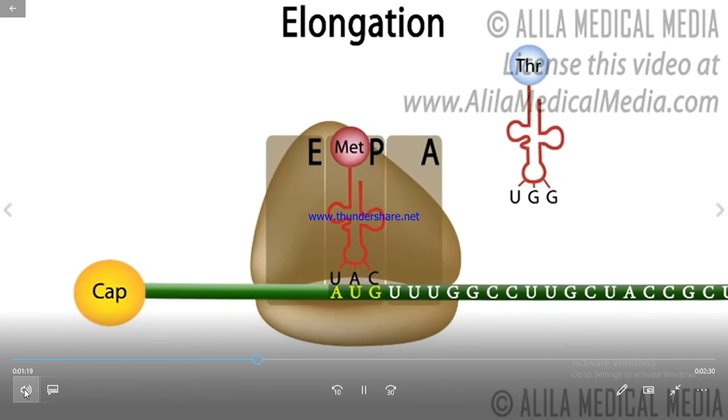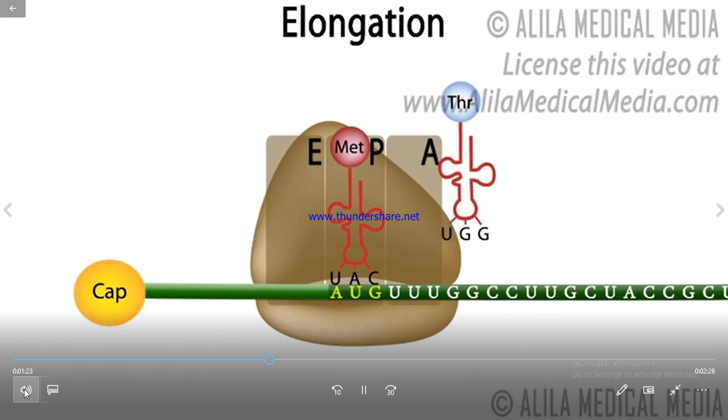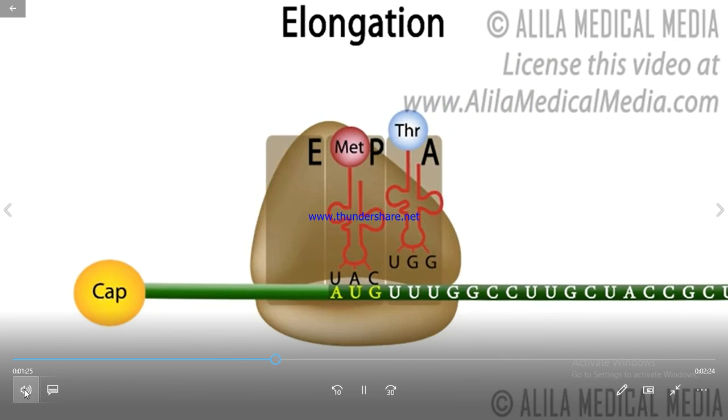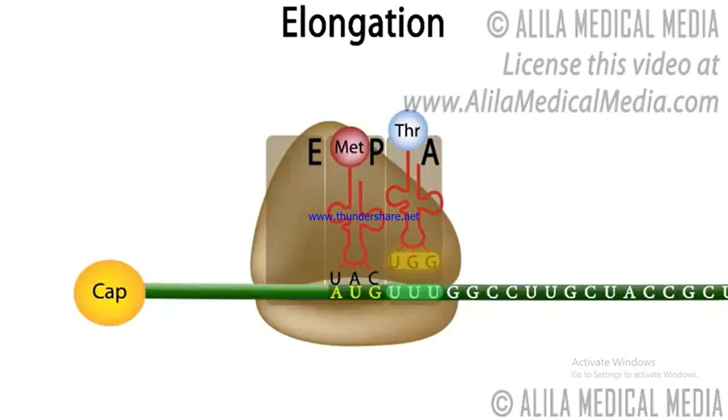Elongation. A new tRNA carrying an amino acid enters the A site of the ribosome. The anticodon of the incoming tRNA is matched against the mRNA codon positioned in the A site. During this proofreading, tRNAs with incorrect anticodons are rejected and replaced by new tRNAs that are again checked.